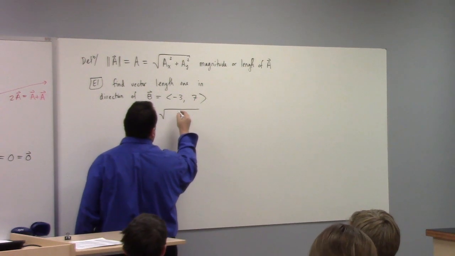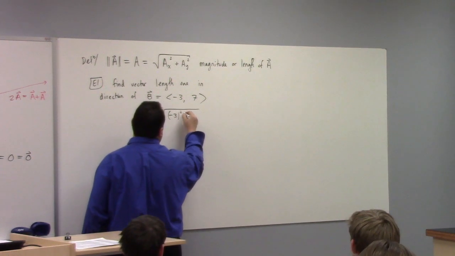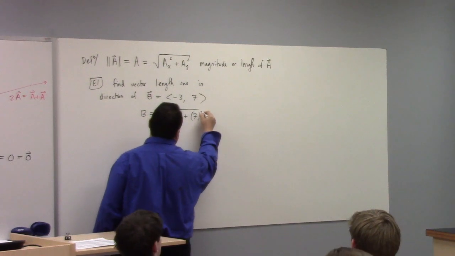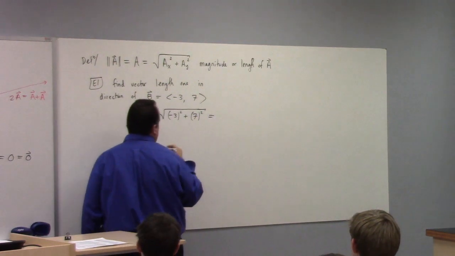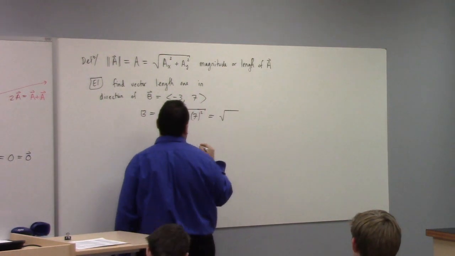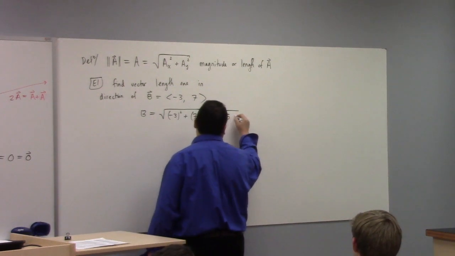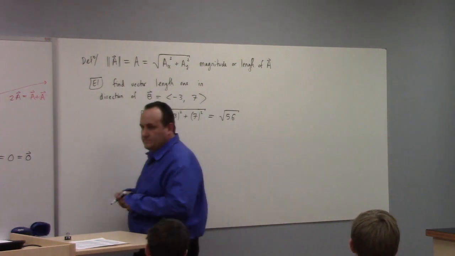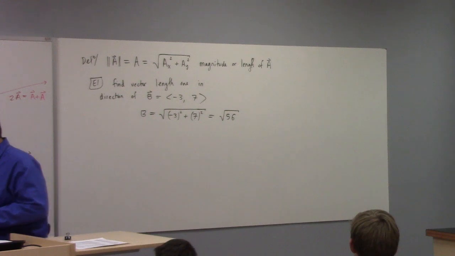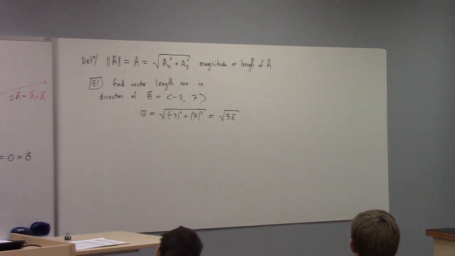It's minus 3 squared plus 7 squared. So we got the square root of 56, I believe. I don't know where my calculator is at the moment. That's all we're going to have to stick with.